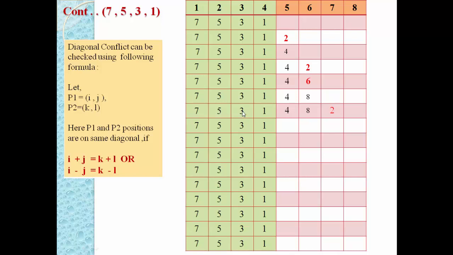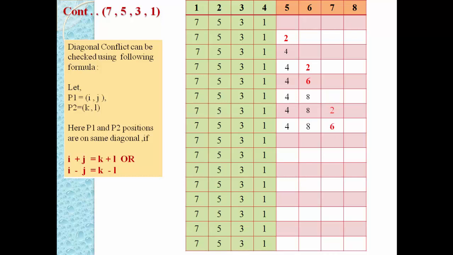So can we place on 3rd column? No, because 3rd column is already occupied. Can we place on 4th column? No, 4th column is already occupied. Same way 5th column is also occupied. So we can place on 6th column, 7th row, 6th column. So remaining values as they are. So 4 and 8 both are as it is, and we can place our 7th queen on 7th row, 6th column.